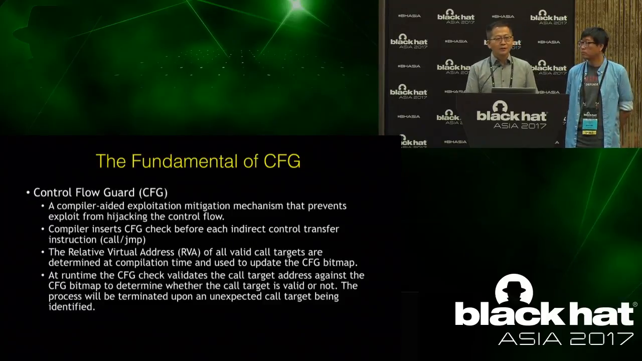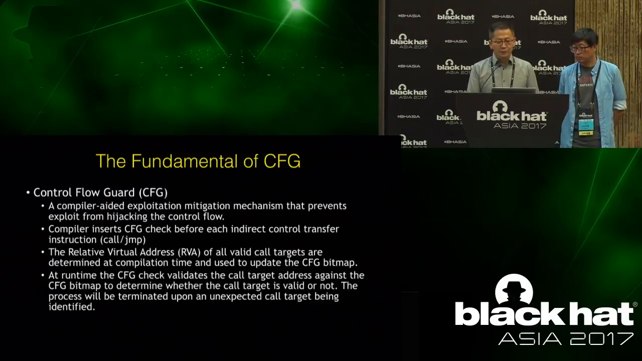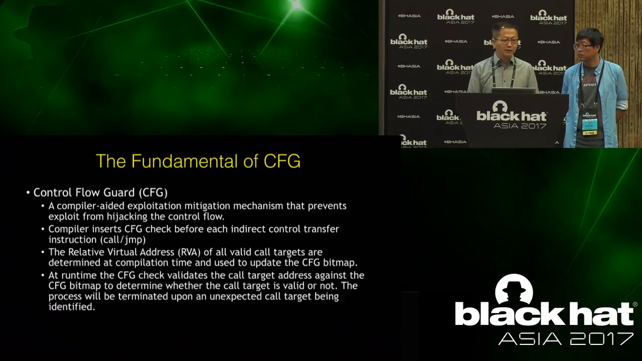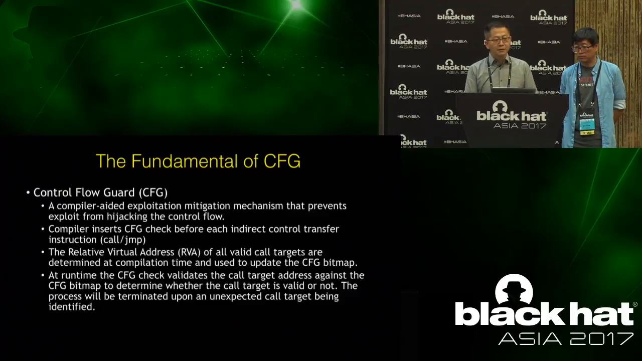The control flow guard is one of the main mechanisms that Microsoft introduced for the purpose of mitigating control flow hijacking. The implementation is, first of all, at compilation time, the compiler will insert the CFG check functions into the code. That will be right before each of those indirect control transfers, namely call instructions or jump instructions. And then the relative virtual addresses of all those valid call targets will be summarized and put into a bitmap. At runtime, this bitmap is loaded into memory, and then all the call targets will be checked against this bitmap when we have control flow guard in place. When the call target is determined to be invalid, then that process will be terminated. That's the main idea of control flow guard.